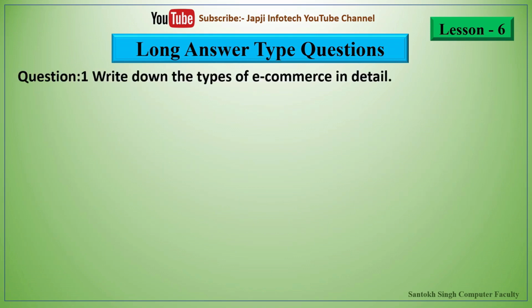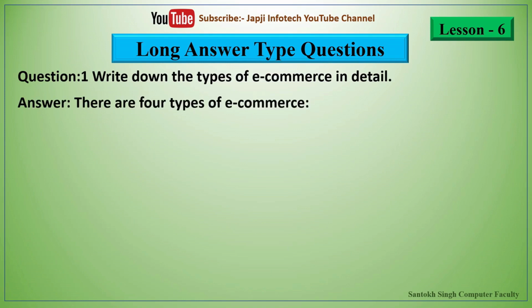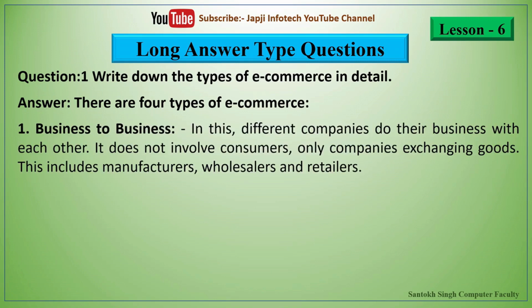So now we will learn about long answer type questions. So the first question is, write down the types of e-commerce in detail. So there are four types of e-commerce. The first one is business to business. In this, different companies do their business with each other. It does not involve consumers, only companies exchange goods. This includes manufacturers, wholesalers and retailers.